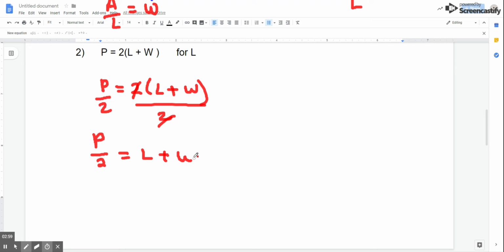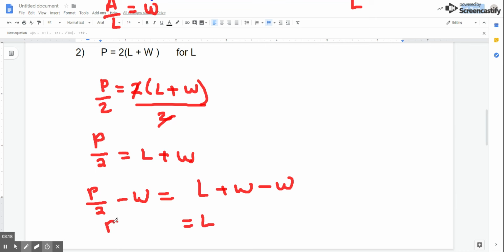Again, we want L alone on one side of the equation. How do we do that? We subtract W from both sides. So P over 2 minus W equals L plus W minus W. We're left with L equals P over 2 minus W. Now let's try the next example.